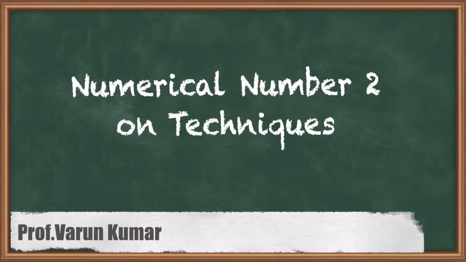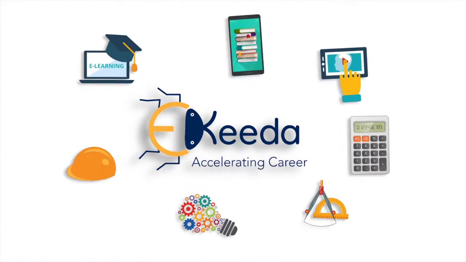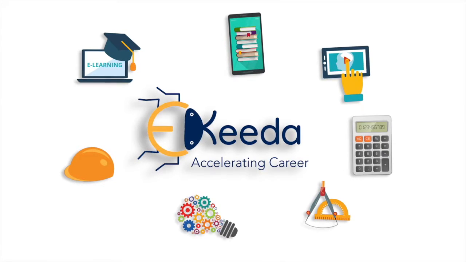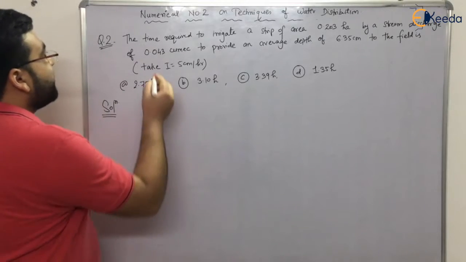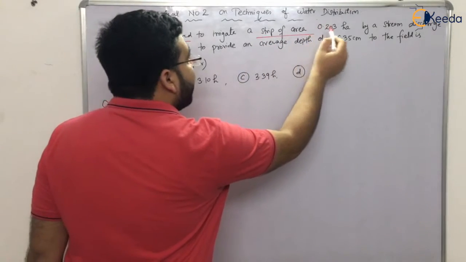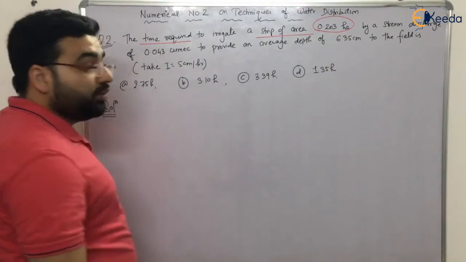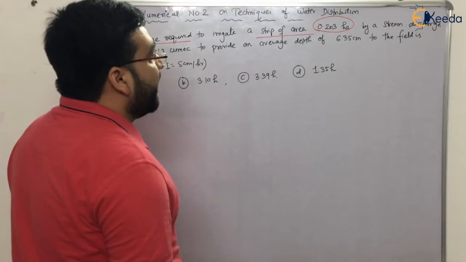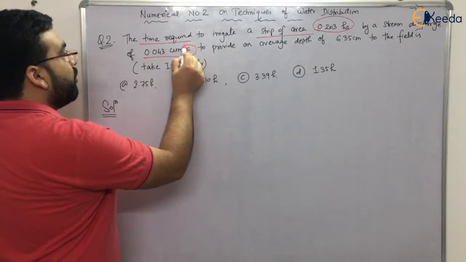So now students, let us solve another numerical, number 2, on the topic of techniques of water distribution. The numerical says: the time required to irrigate a strip of area 0.203 hectares. Always keep the units in mind. By a stream discharge of 0.043 cumec.